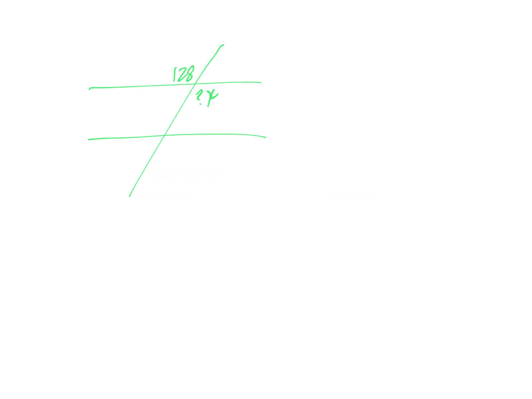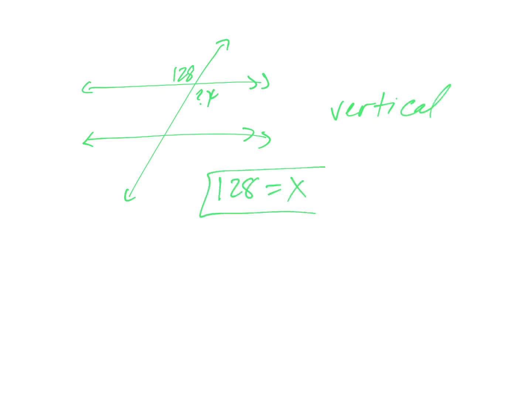So I'm going to put an X where the question mark is because it's annoying that they don't do that. And then you got to figure out what kind of angle this is. If these two lines are parallel, which they are, they have the extra set of arrows, then the rules apply. So tell me what kind of angles that is. And are vertical angles congruent? Yep. Vertical angle. So you put 128 equals X and you're done.